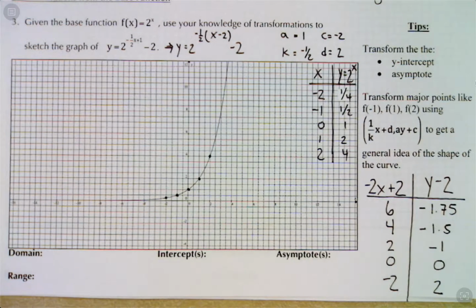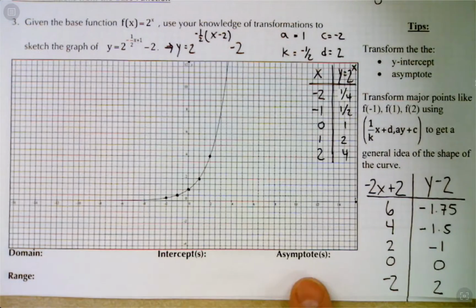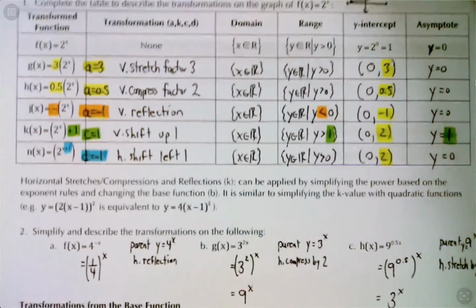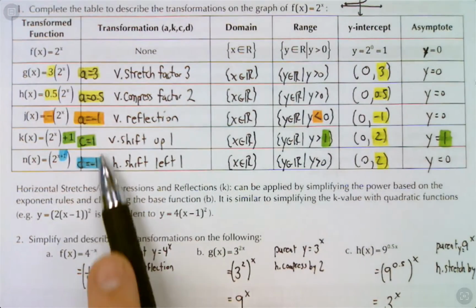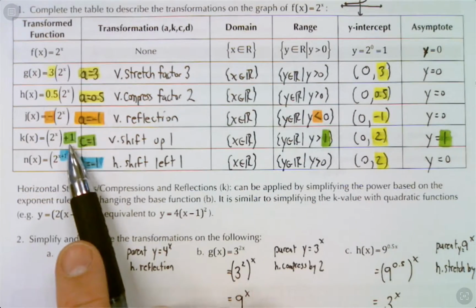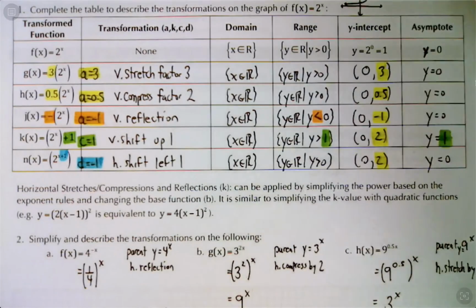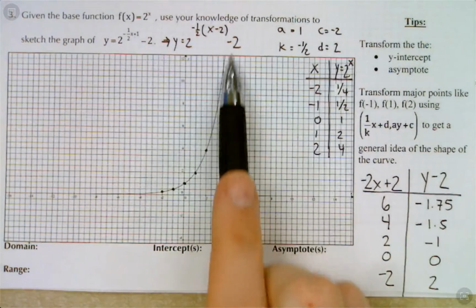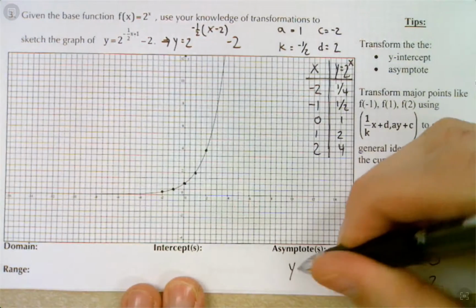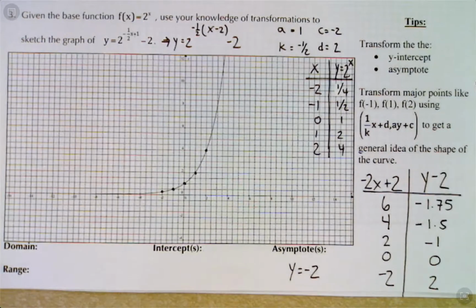We can take those 5 new points and graph them, and then we'll have a sketch. What happens to our asymptote? Let's check back, because we also do need to graph the asymptote. Which one changed the asymptote? Well, the asymptote was changed in this one, which was when you had a C value. So if we shift up, the asymptote shifts up as well. In this one, we didn't shift up, we shifted down 2. So our asymptote is going to be y equals -2. We're going to shift down 2 as well.